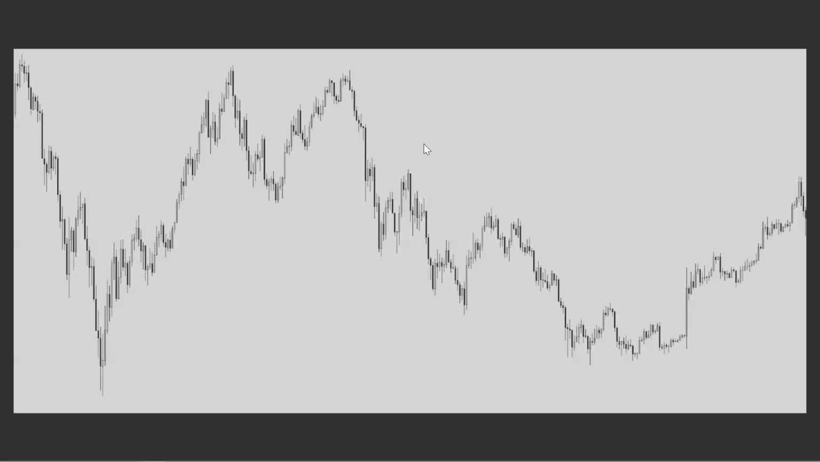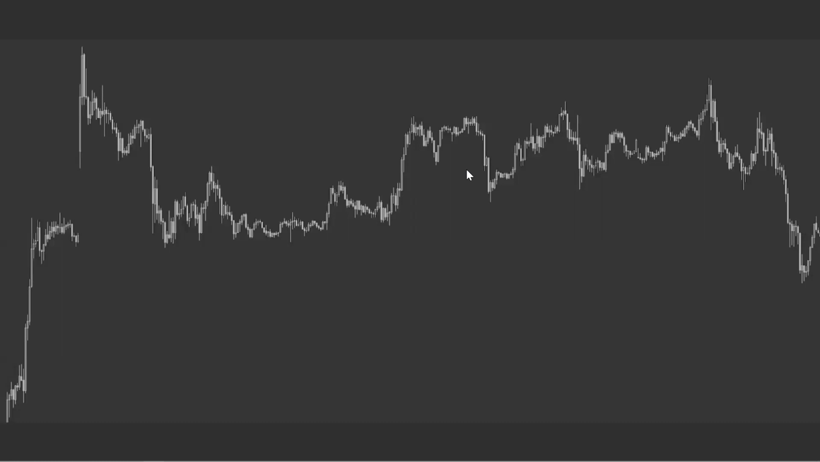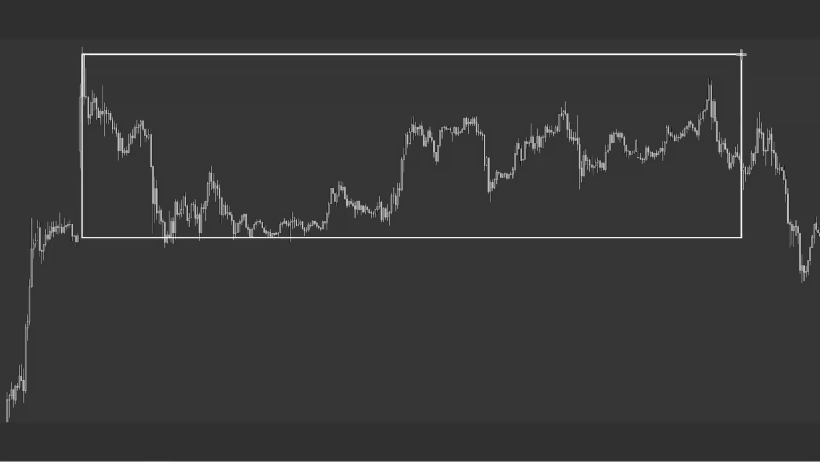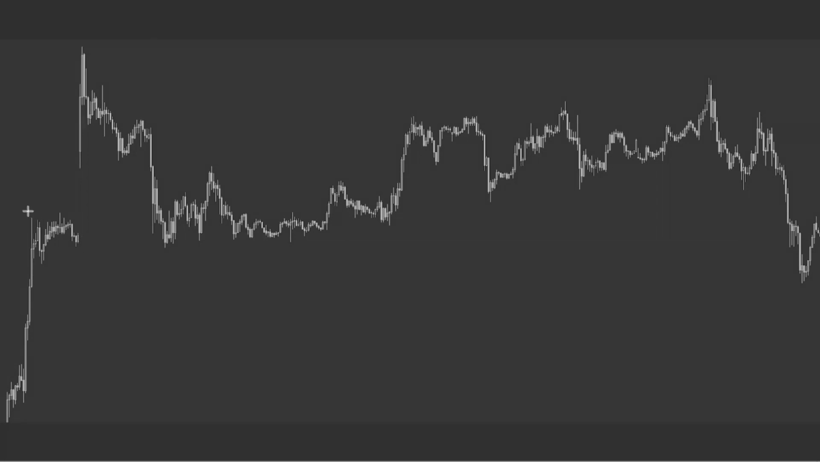I've just got a couple of examples of compression here, so it's totally clear what I'm looking for. This is a really nice example on gold. This is your flag structure. Okay, this is the flag limit.